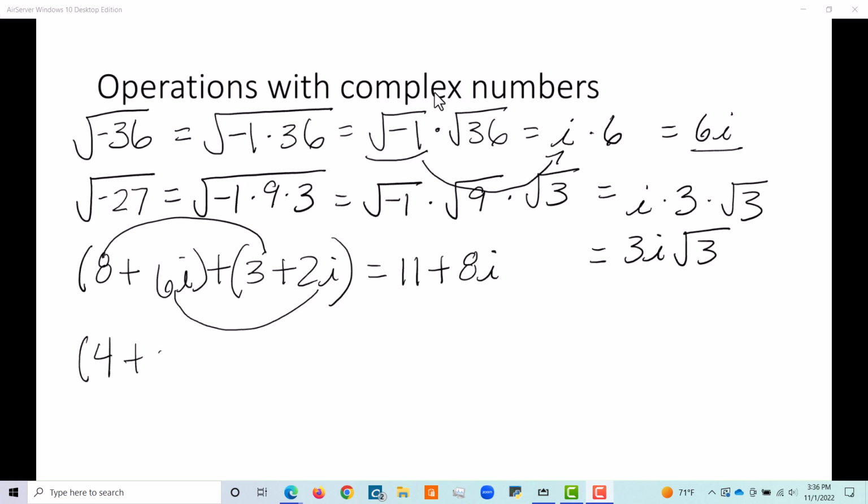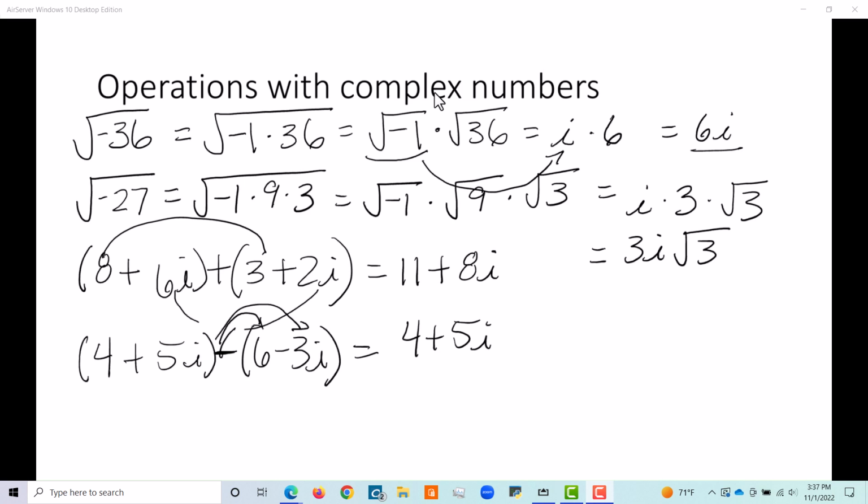Same thing with subtraction. Oops, forgot the minus. Almost forgot it again. As with any subtraction, you'd have to distribute the sign, that negative, to your second set of parentheses. And then you can combine like terms. 4 minus 6 is -2. 5 plus 3 gives me 8i.